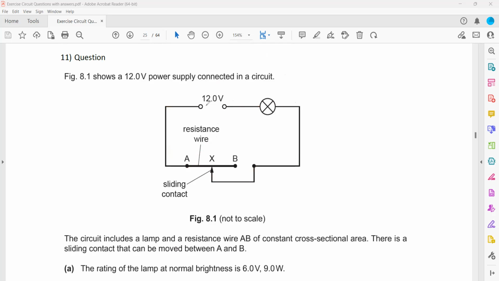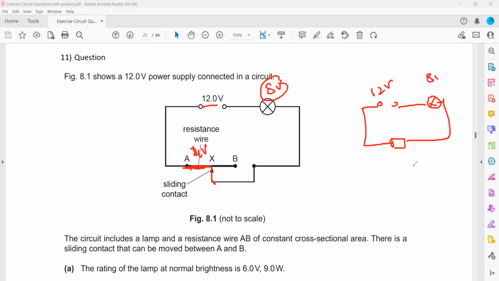But if I say I have a 12-volt supply and there's 8 volts across the lamp, how much voltage will drop across A and X? The remaining, which will be equal to 4 volts. The total should be 12 in series. Whenever combinations are in series, the total voltage divides between the components. So if the total is 12 and here I have 8, the remaining 4 volts will be here.